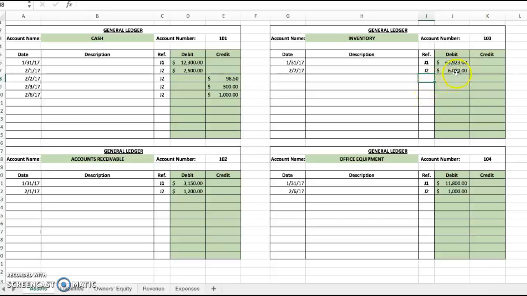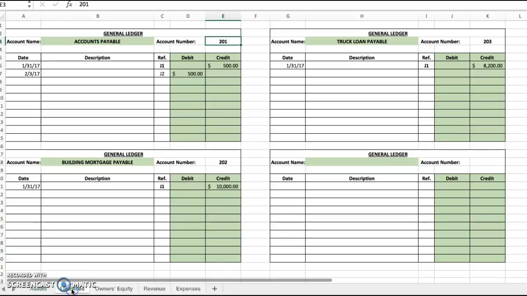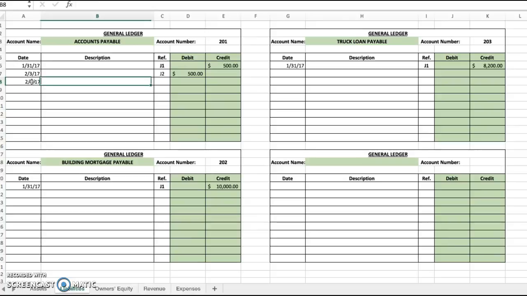So this time I gained inventory, but I didn't pay cash for it. How did I pay? Well, I charged it. You can see that in the description, we'll say that we bought it on account. So now I have to find a liability. Down at the bottom, I tab the liability tab, and I go to the accounts payable, and this is February 7th, and I will credit. Now we owe money. We had paid off our 500, but now we owe another 6,000 to somebody.